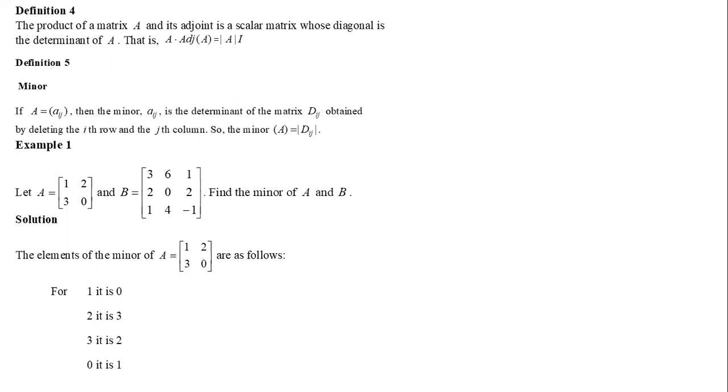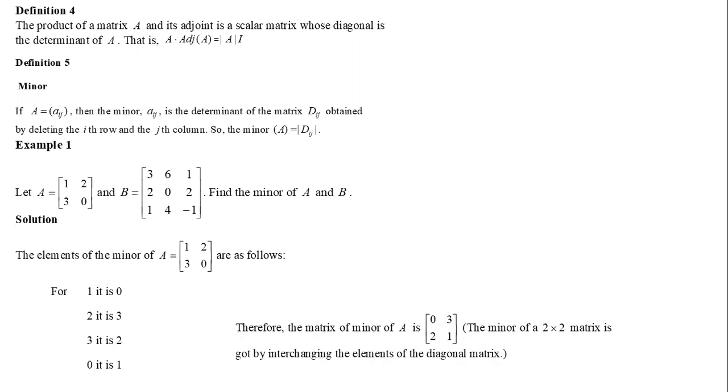Minor of 3 is what? Is 2. And minor of 0 is what? Is 1. Then I will replace the matrix now with the minor. And at the end of the day, the minor of matrix A will now give me these new matrices. Do you now see that the new matrix is 0, 3, 2, 1?